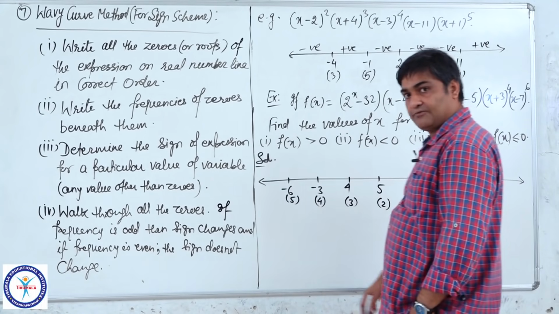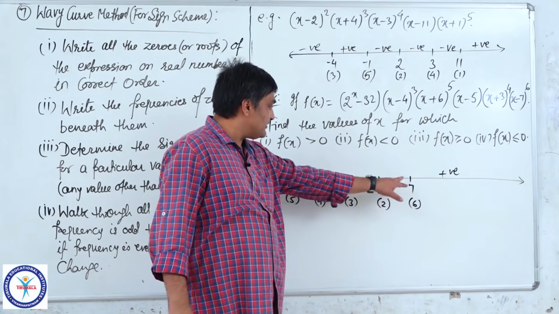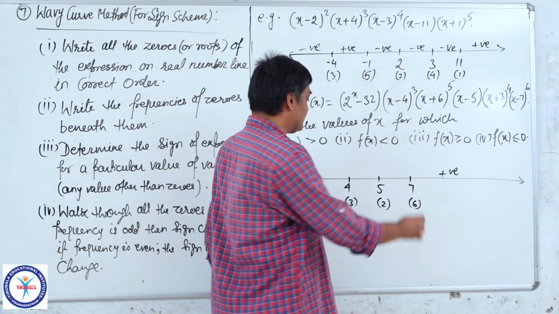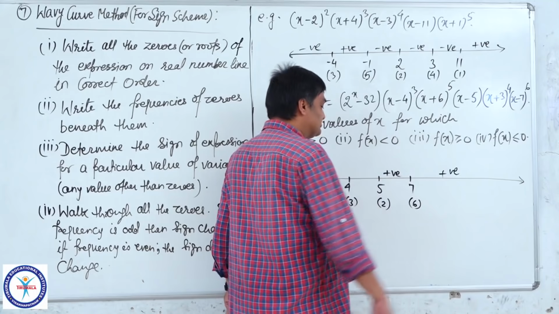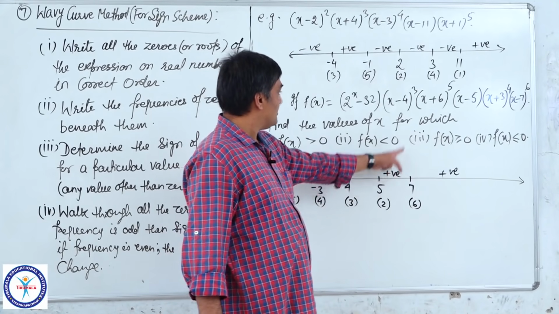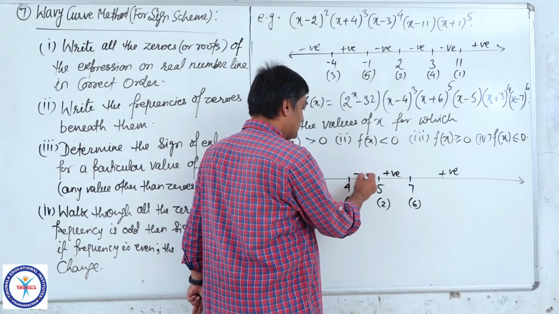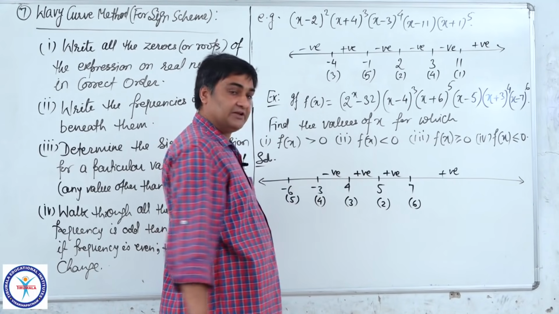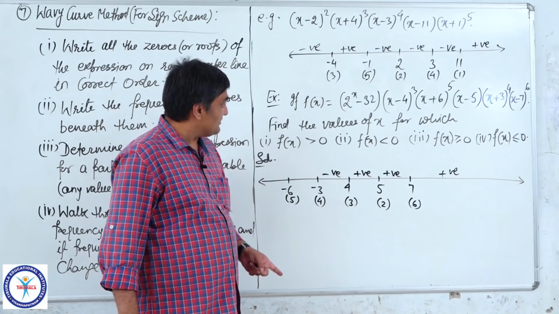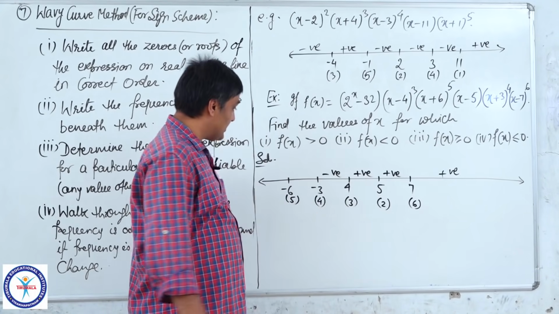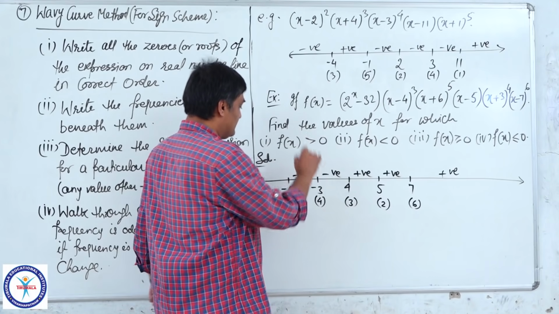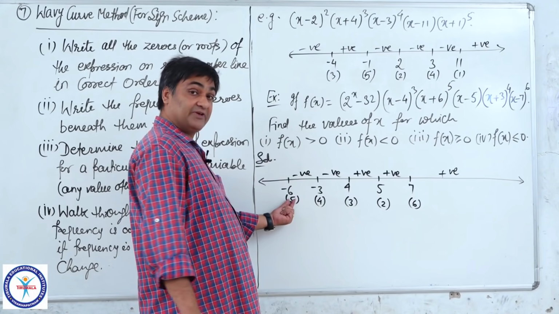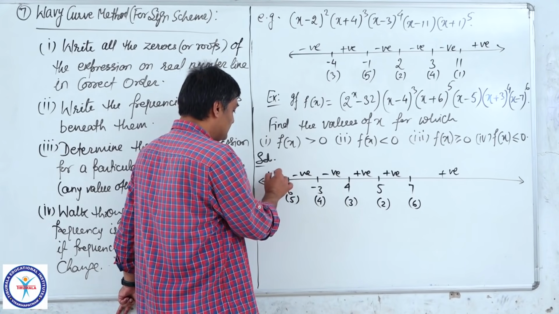Fourth step: if we cross 7, what is the frequency of 7? 6. Even times, sign will not change. Cross 5, 2 times, sign will not change. 4, 3 times, sign will change. -3, 4 times, even number of times, sign will not change. -6, 5 times, frequency is 5, odd number of times, sign will change.